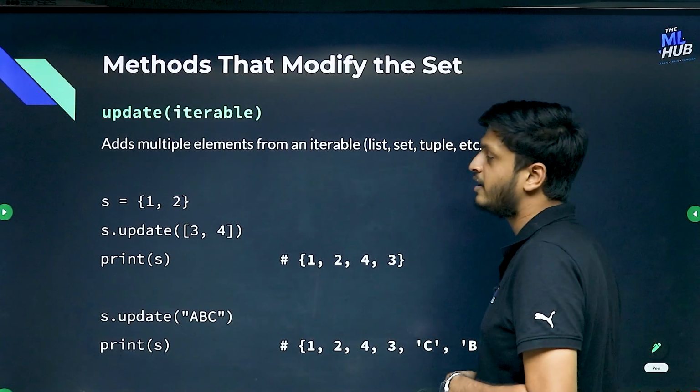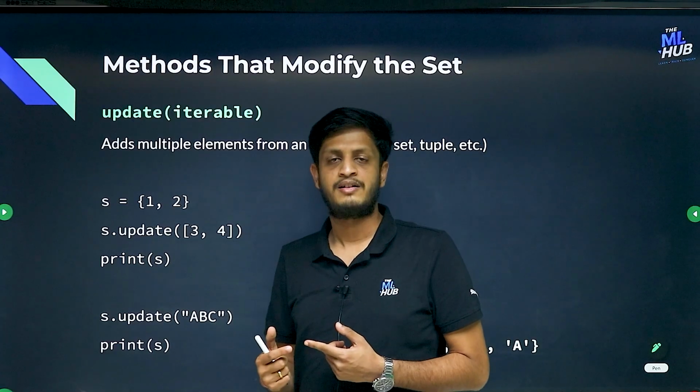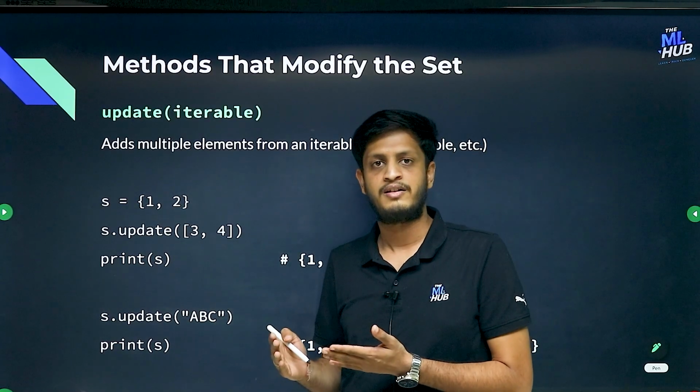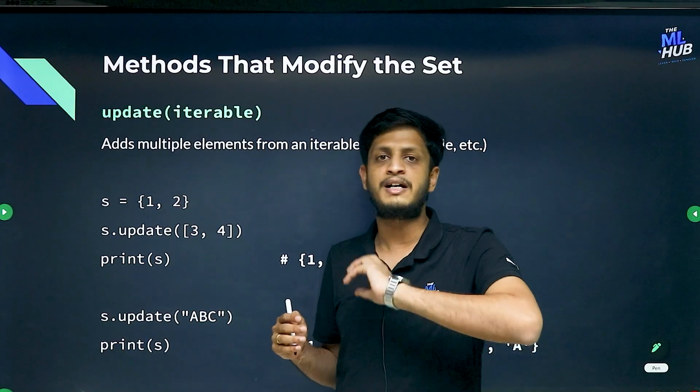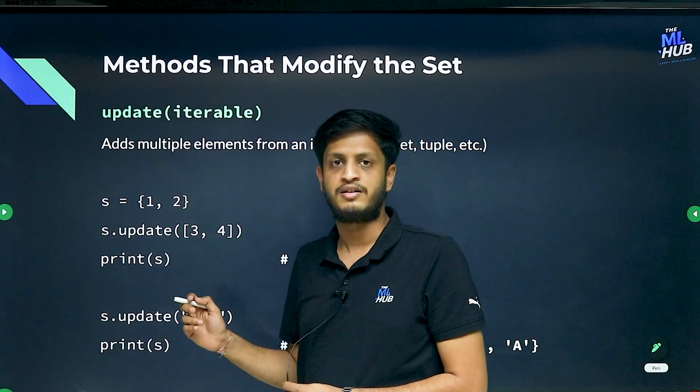Now next is update. The update function adds multiple elements to a set. So if you want to add multiple elements, let's say a list containing 1, 2 and 3, and you want to add every element inside a list in a set, you can do that. It is like the extend function in list.